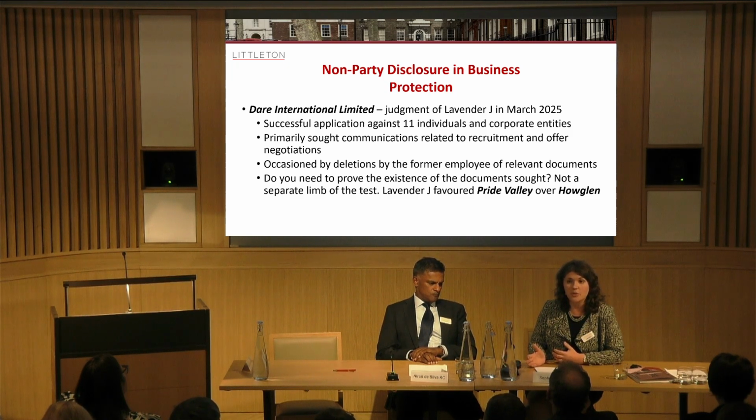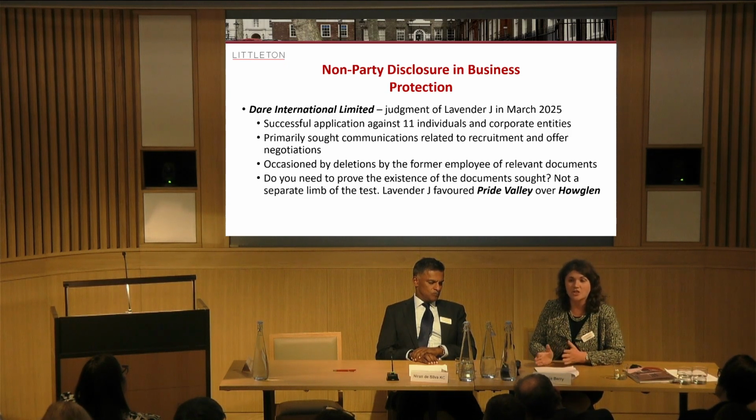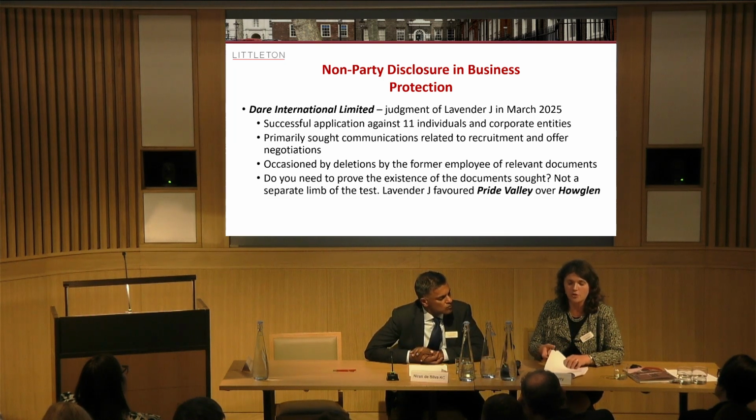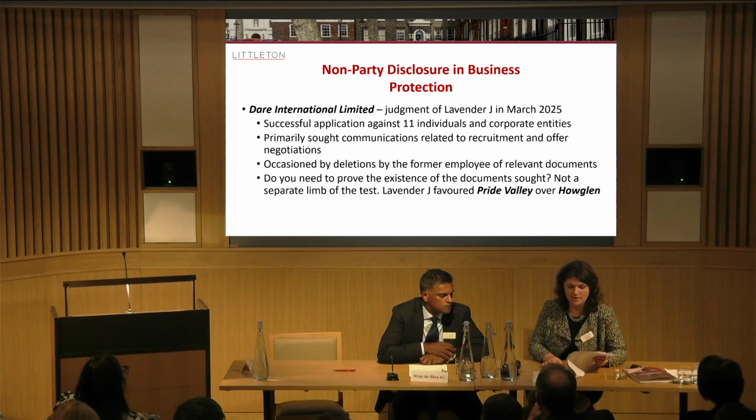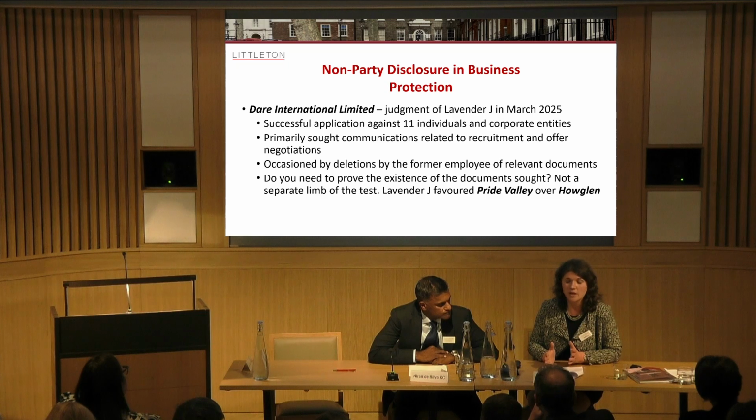What was an issue in that application was whether the documents being sought by the claimant were really in existence. But Mr. Justice Lavender favoured one decision, Pride Valley, over Howglen, and said actually the existence of the documents wasn't a separate limb of the test. All that had to be shown by DARE was, as set out on the previous slide, whether the documents they were seeking were likely to support their case or adversely affect Mr. Urson's, and whether they were necessary to dispose fairly of the claim or save costs, and he was of the view that those 2 conditions were met.